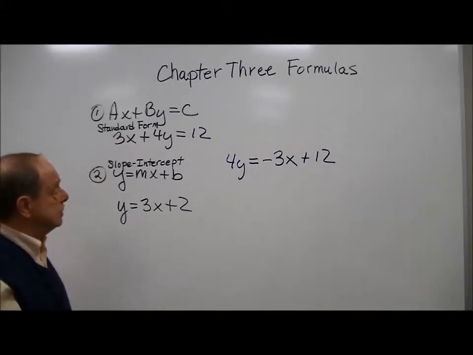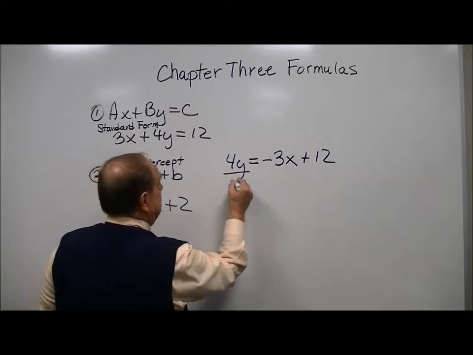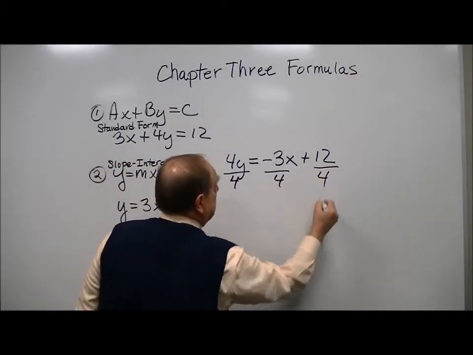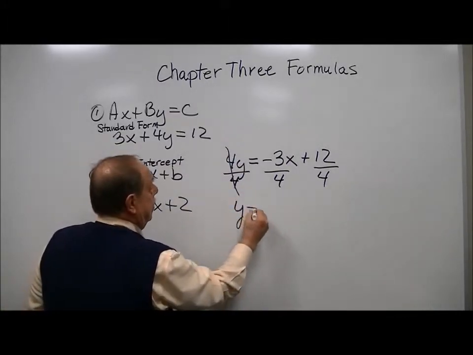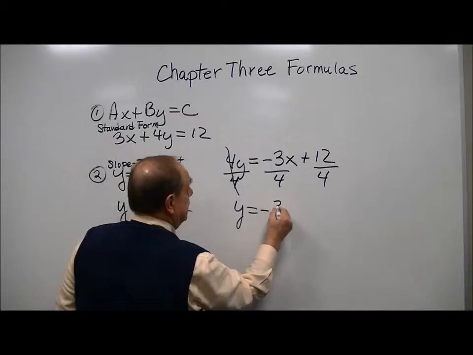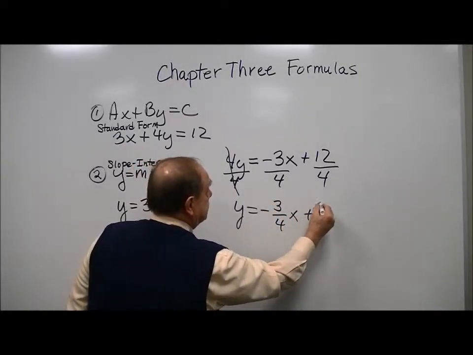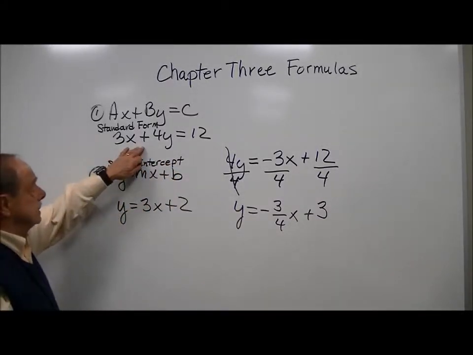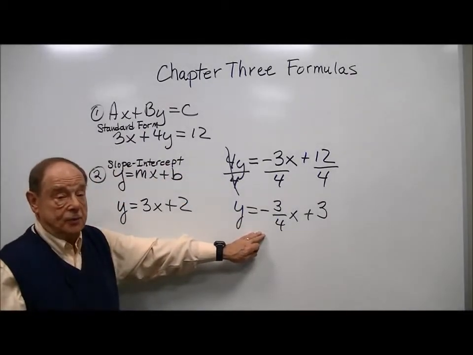So we're well on the way of isolating what y is. And then from Chapter 2, you get y by itself by dividing both sides by 4. And the 4's cancel out here. y equals negative 3/4 x plus 3. So this is in standard form. This is in slope-intercept form.